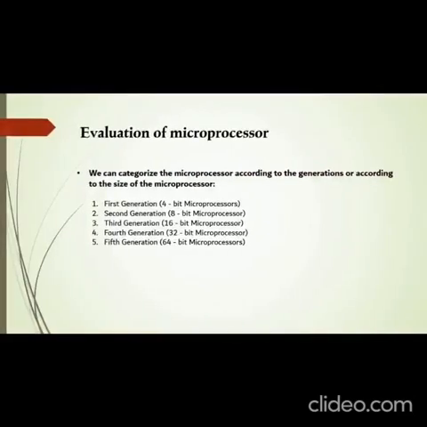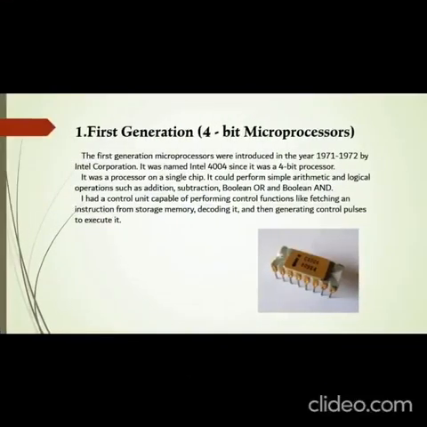Evolution of microprocessor. We can categorize the microprocessor according to the generations or according to the size of the microprocessor. First generation, 4-bit microprocessor; second generation, 8-bit microprocessor; third generation, 16-bit microprocessor; fourth generation, 32-bit microprocessor; and fifth generation, 64-bit microprocessor.